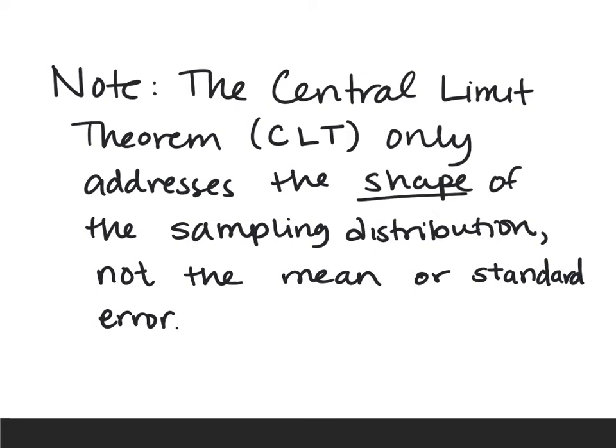Some people think that the mean and standard deviation that we talked about in the previous video, the mean of the sampling distribution being equal to the mean of the population, and the standard error being equal to the standard deviation divided by the square root of n. Those are true, and we use those together, but the central limit theorem only talks about how that will get more normal as our sample size increases.